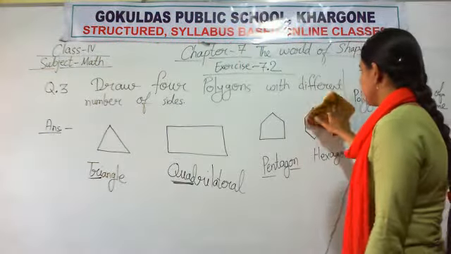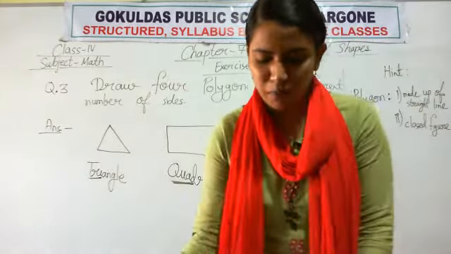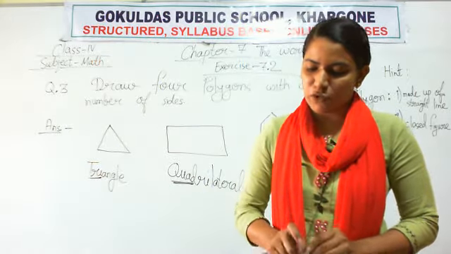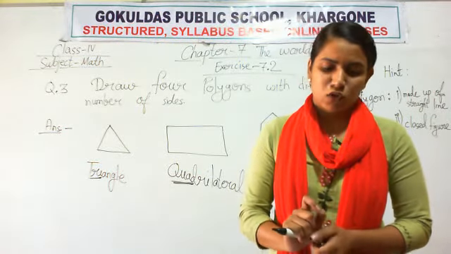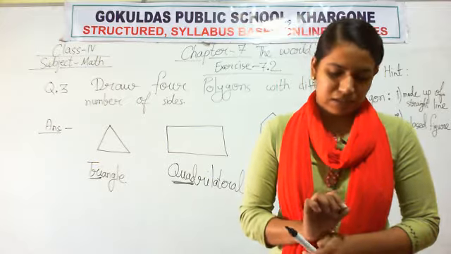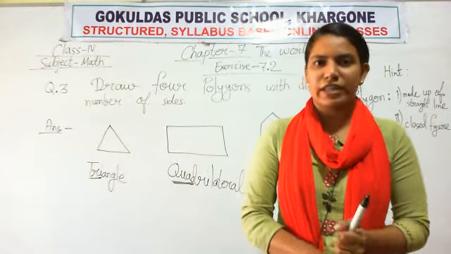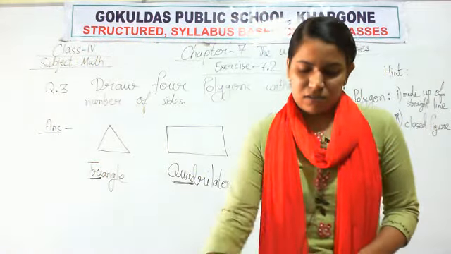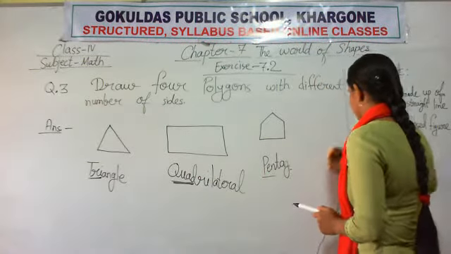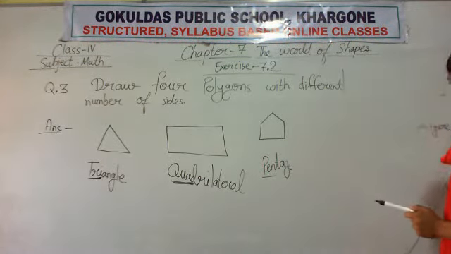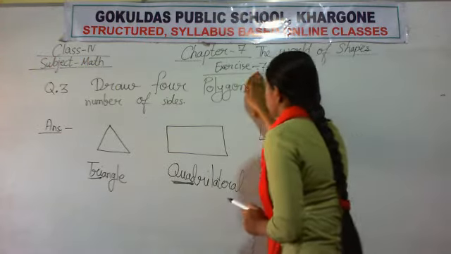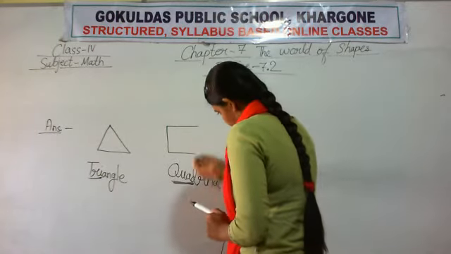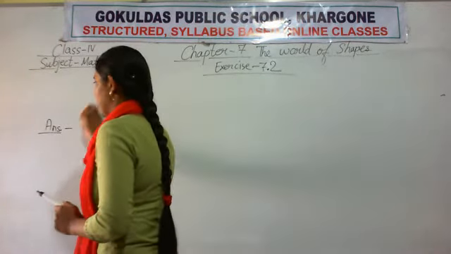Now question number 4. Form a polygon with A, 2 matchsticks, B, 3 matchsticks, C, 4 matchsticks and D, 5 matchsticks. This question number 4 is for activity purposes, so you can leave this question. You do not need to perform question number 4.